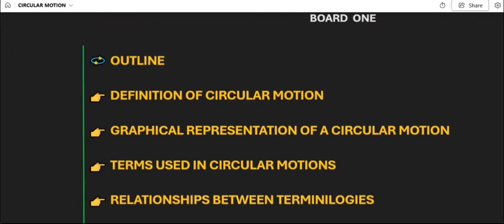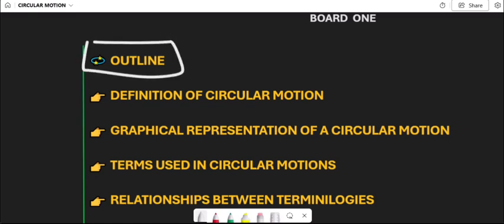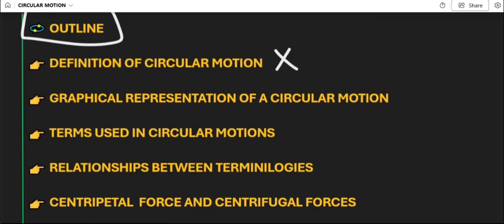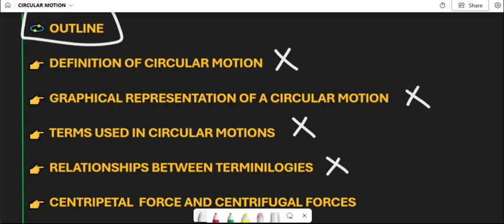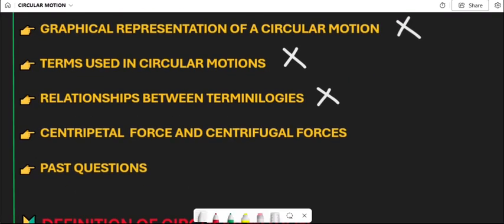The first thing we are going to learn about circular motion is the definition of circular motion and how we represent circular motion, the terms used in circular motion, the relationship between the terminologies, and centripetal force with centrifugal force. Then we're going to solve some past questions on circular motion.